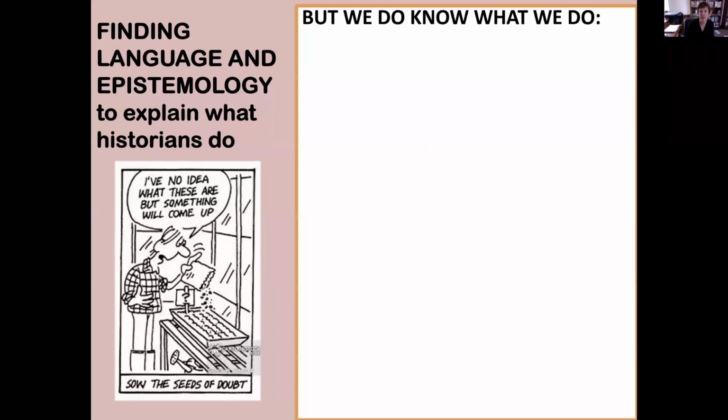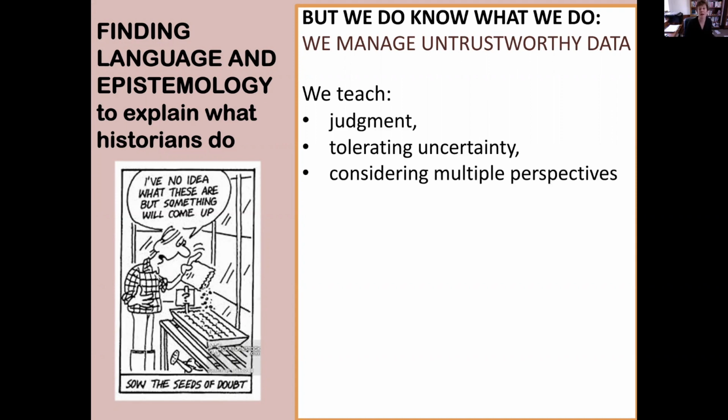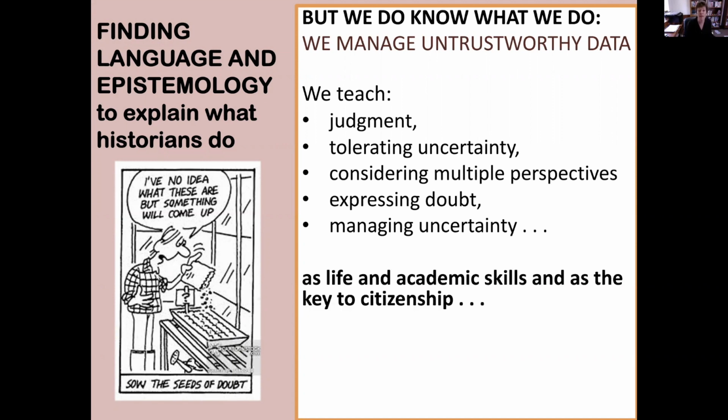So, you know, we manage untrustworthy data, and we do it all the time. The record from the past is uneven, messy, so we manage that data. And these are the kinds of things we teach: judgment, tolerating uncertainty, considering multiple perspectives, expressing doubt, and managing uncertainty. So I think it's all there.